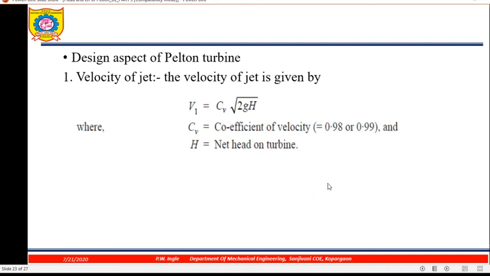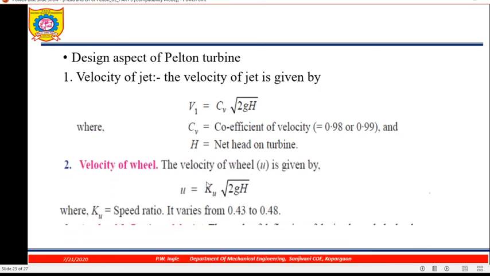So potential energy is mgh. m is rho AV. So it is rho gQH. Kinetic energy is 1 by 2 m into V1 square. What is V1? Cv under root 2gH. So if Cv is 1, so you are getting 2gH. Okay. So it is 1 by 2 m, what is m? Rho AV, so rho Q. 1 by 2 rho Q into 2gH. 2 will be cancelled out. Okay. So in this way you are getting what? Water power.